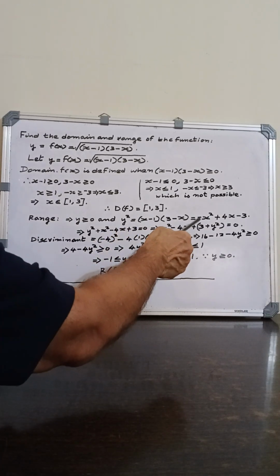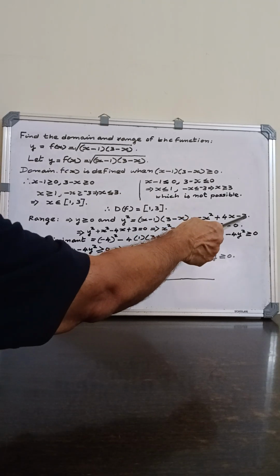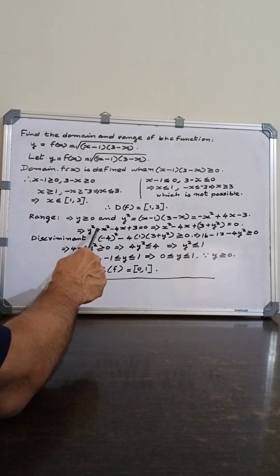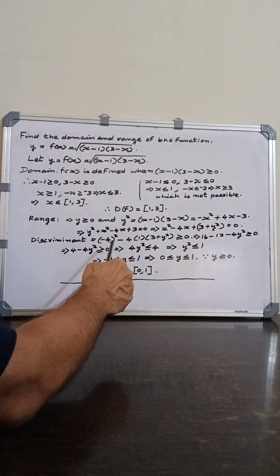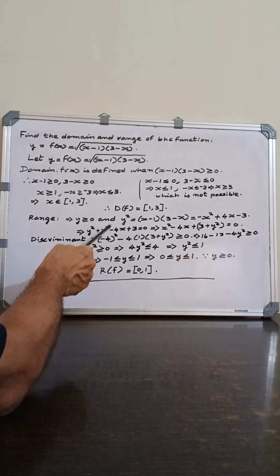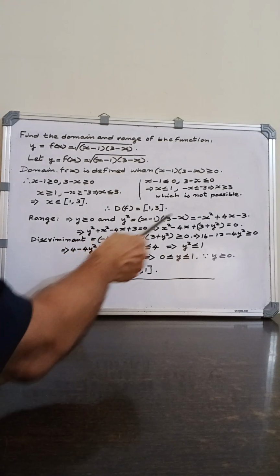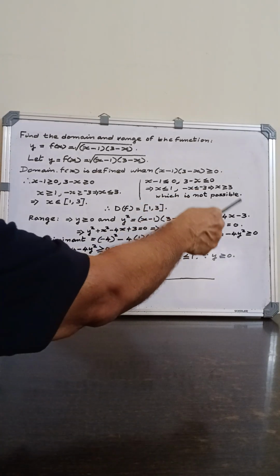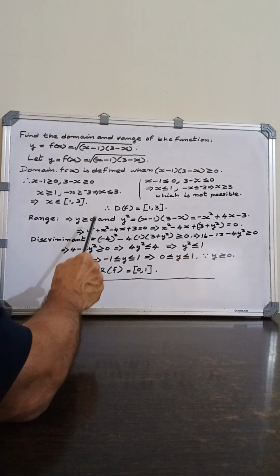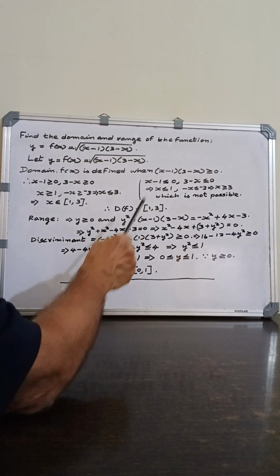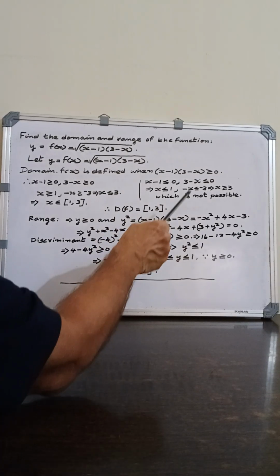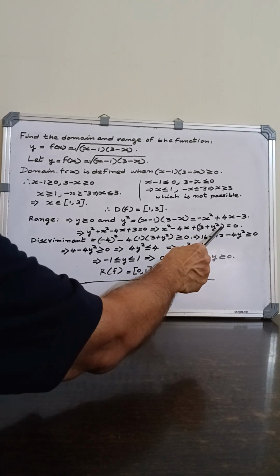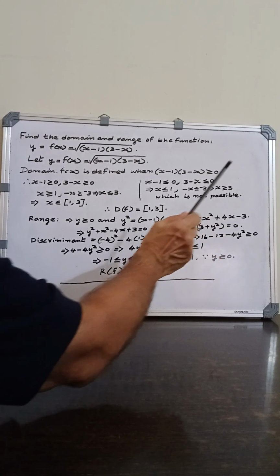That is, when expanded, it becomes minus x squared plus 4x minus 3, a quadratic form. That is, minus x squared when transposed, all the terms are transposed towards the LHS: y squared plus x squared minus 4x plus 3 equals 0. That is, x squared minus 4x plus 3 plus y squared equals 0.